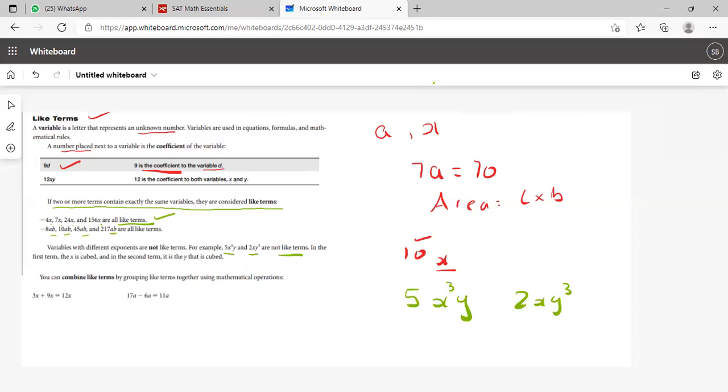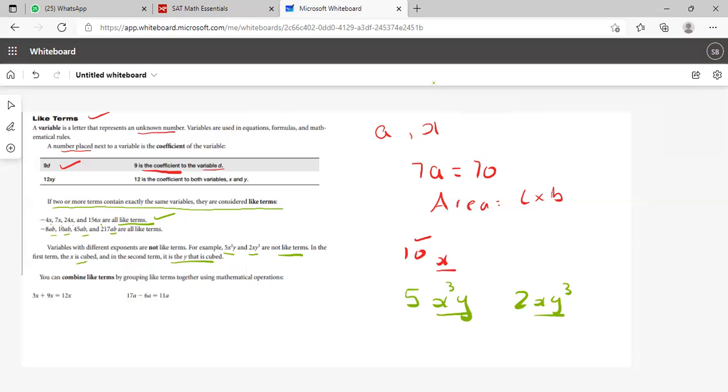This is what it says. Variables with different exponents are not like terms. Here the exponents are different. We have x cube and we have y cube. So these two are not the same. So these two are not like terms. We cannot add or subtract them. In the first term, the x is cubed, and in the second one, y is cubed. So these are not like terms.